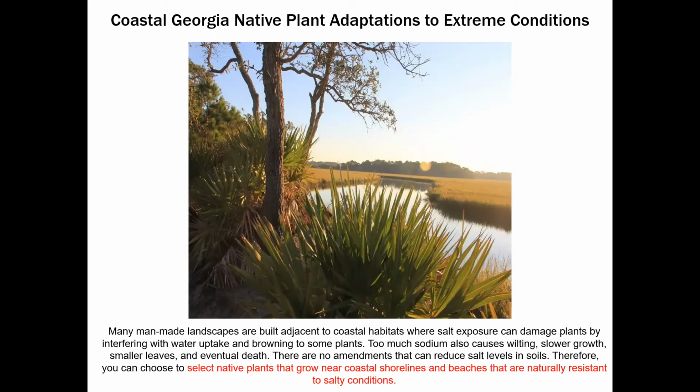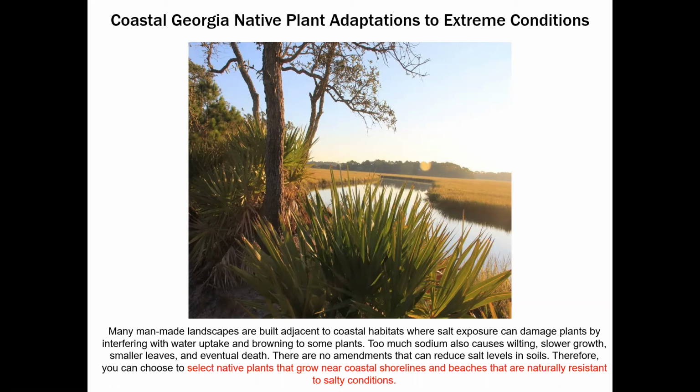So we have, of course, many natural salt-tolerant plant landscapes and habitats that occur here on the coast. But we also have many man-made landscapes that are built adjacent to the coastal habitats, such as perhaps yours. And this is where the salt exposure can really have impacts on damaging plants. You can have that water uptake interference, browning of plants, even the killing of the plants. So when you have too much sodium with plants, you see wilting, slower growth, smaller leaves, perhaps death.